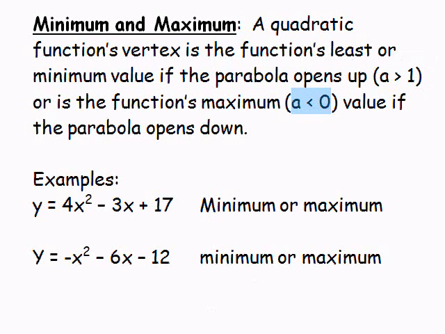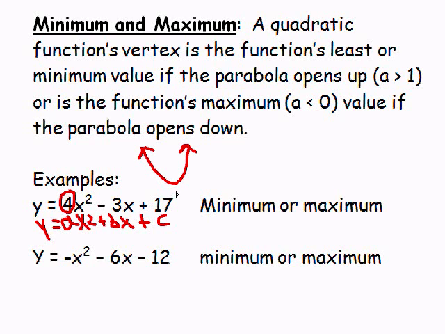Now, taking a look at a couple of examples, we'll notice that our first example, 4x squared minus 3x plus 17, is written in standard form. y is equal to ax squared plus bx plus c. Now, your a value is your leading coefficient, your number next to the variable with the largest exponent. And that number is a positive 4, which means that our parabola should open up. Which means that, do we have a minimum or maximum value for our vertex? Well, our vertex is the lowest point, so it would be a minimum.